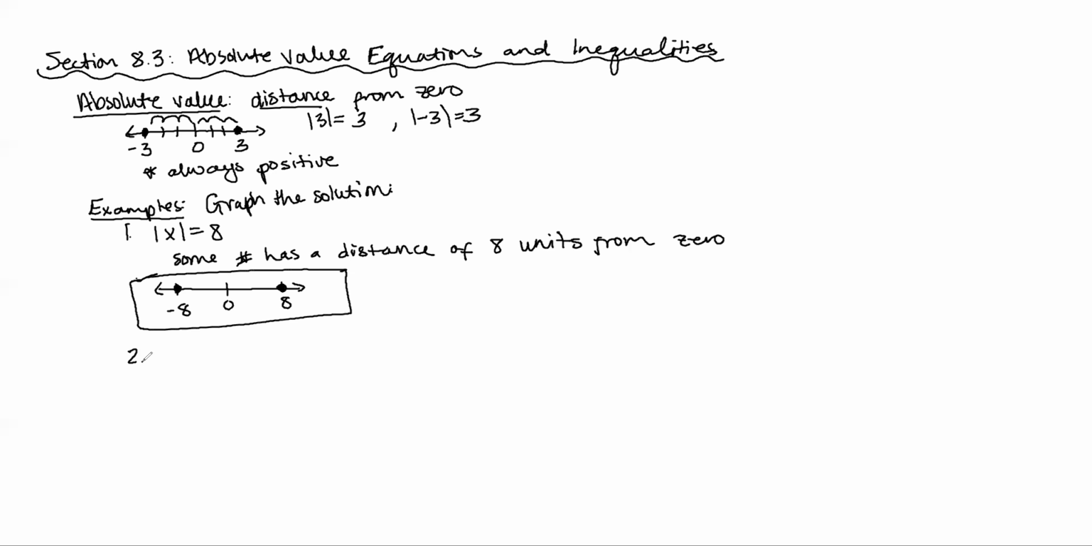Now let's go ahead and try a couple more of these. So let's say we have the absolute value of x is less than 8. So this is saying that some number has a distance of less than 8 units from 0.